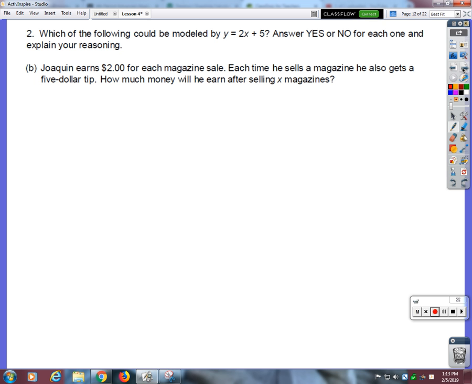Joaquin earns $2 for each magazine sale. Each time he sells a magazine, he also gets a $5 tip. How much money will he earn after selling x magazines? So does 2x plus 5 fit that one? Yes?